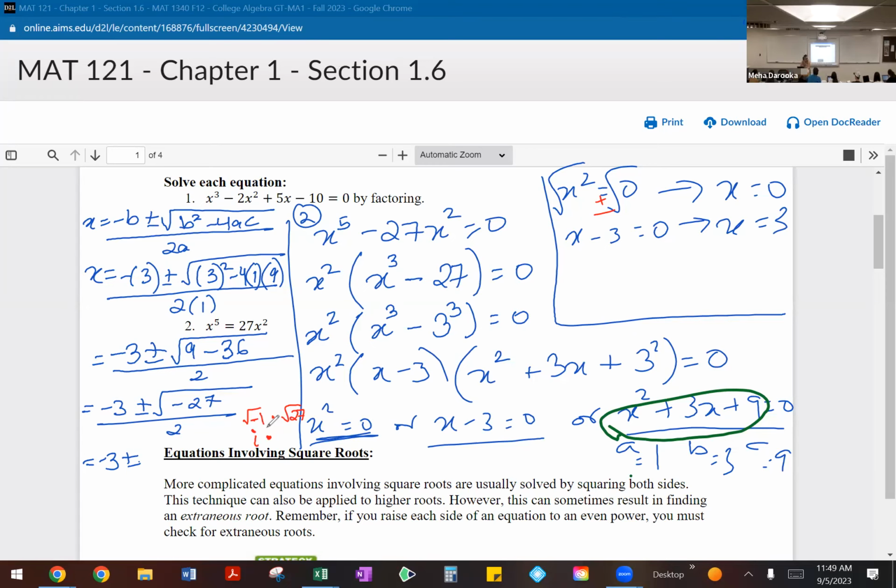We can't leave it as a square root, right? You have to bring a perfect square out of it. Yeah, so 27 is 3 times 9, and the square root of 9 comes out nice and clean as 3.